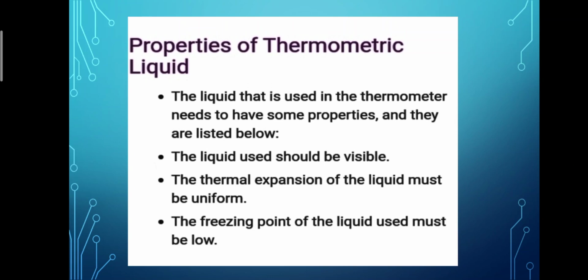Properties of thermometric liquid. The liquid that is used in the thermometer needs to have some properties, and they are listed below. The liquid used should be visible. The thermal expansion of the liquid must be uniform. The freezing point of the liquid used must be low.